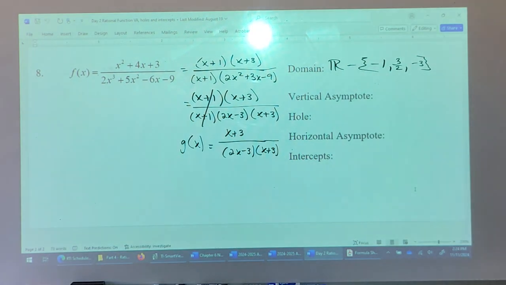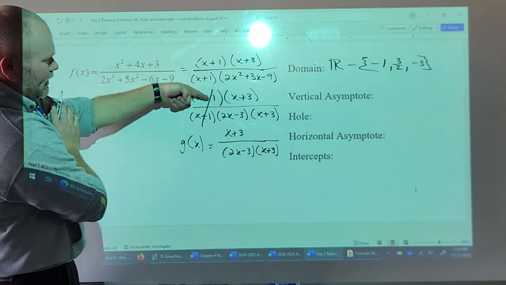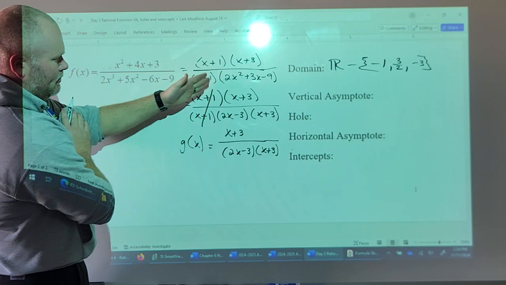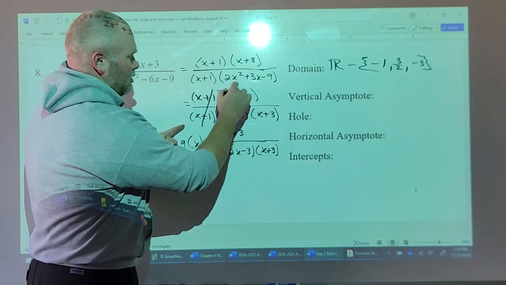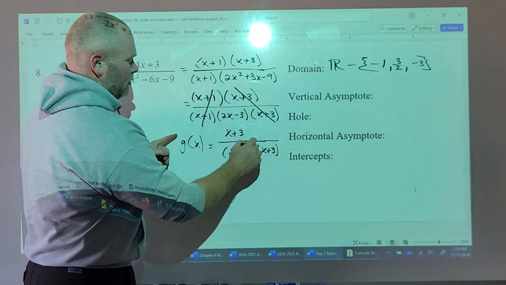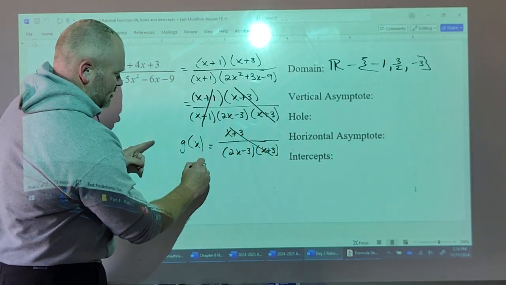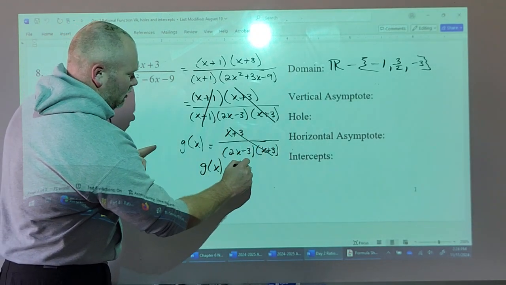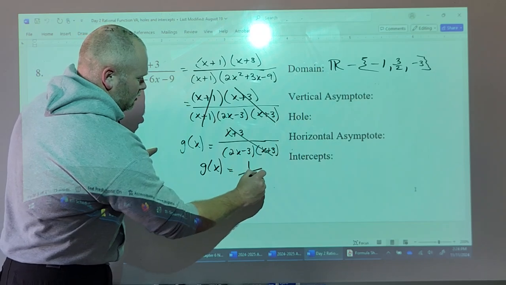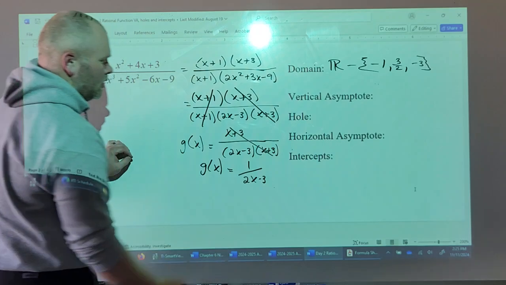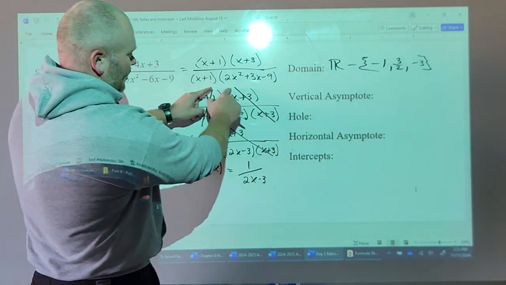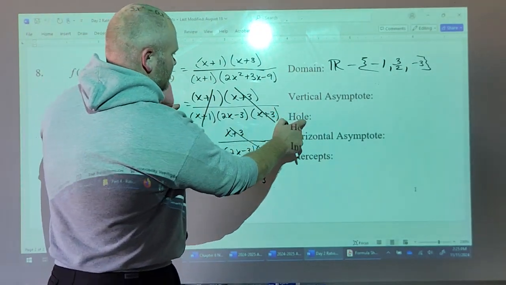So hopefully somebody's catching what's going on here. So here, x plus 1 went away. Could be more than one hole though, right? So here we had also an x plus 3 that would go away, which means this is going to simplify all the way down to 1 over 2x minus 3. So now both of these that went away, that's where the holes are at.